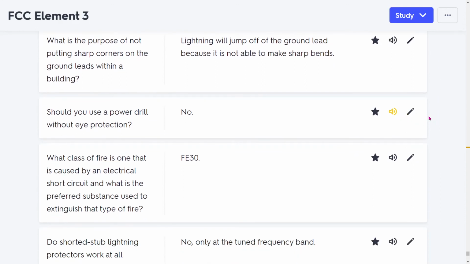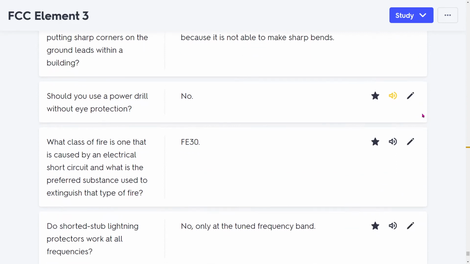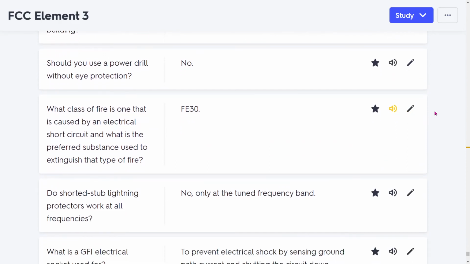Should you use a power drill without eye protection? No. What class of fire is one that is caused by an electrical short circuit, and what is the preferred substance used to extinguish that type of fire? Fe30.